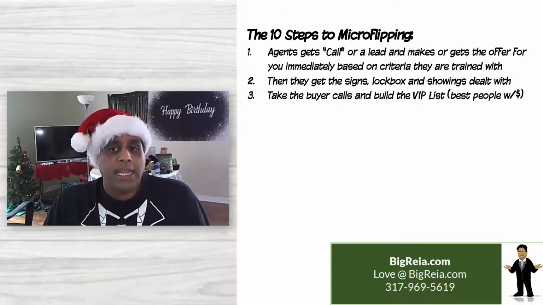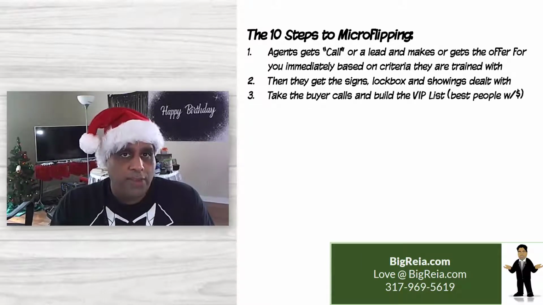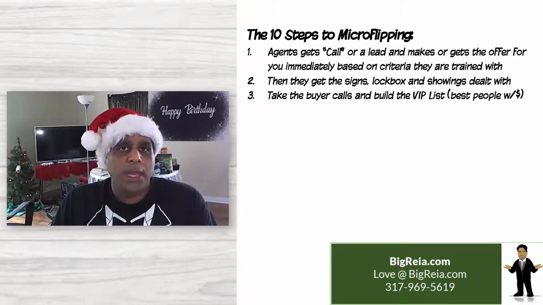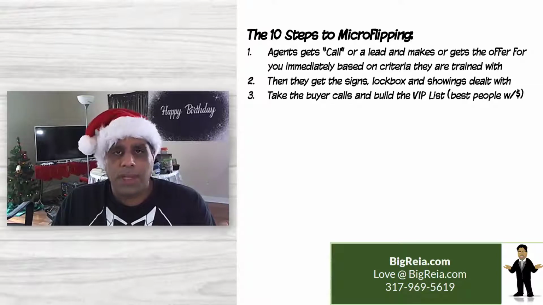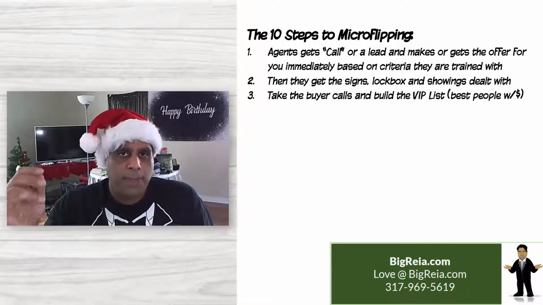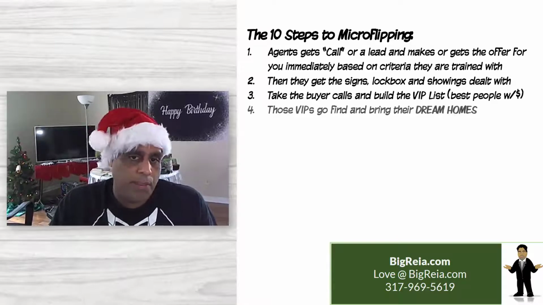Number three, take the buyer calls. Now, the buyers are going to fall in different categories. You want to build your VIP list. This is going to be all relative, right? These are the best, most profitable people that are calling you. Get that VIP list built with your best buyers, the people with the most money, best credit. These are the people that you're going to make the most money with, that are the most serious.